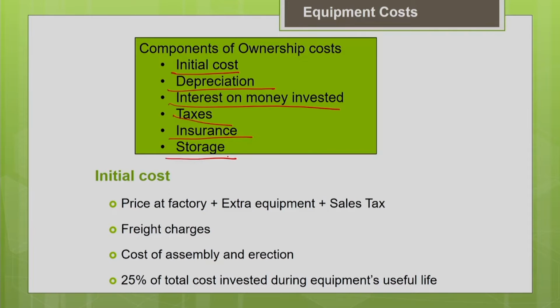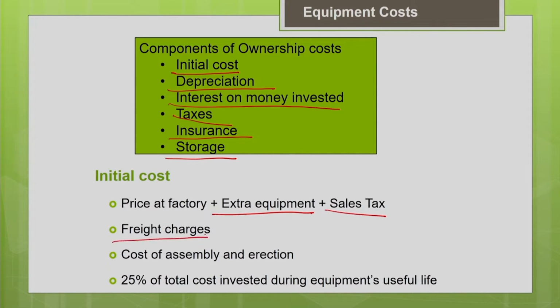Okay. So, these are all the different components of the ownership cost which we are going to discuss one by one now. First is the initial cost. Everyone is aware of the purchase cost of the machine. It includes the price at the factory plus any extra equipment you may need for the installation, or maybe some accessories you may need, including everything. So, initial cost includes all the extra components, the sales tax, and the freight charges.